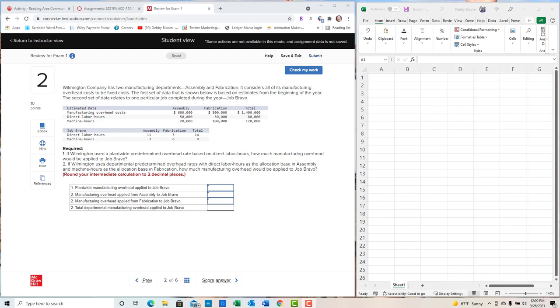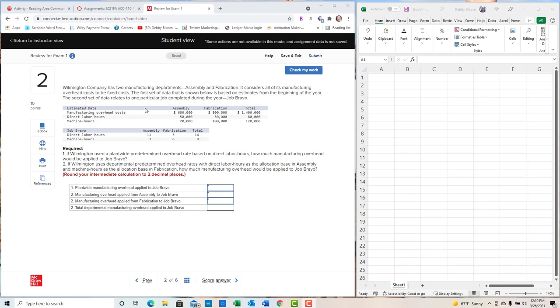In this recording, we're going to work on your practice exam, problem number 2. Problem number 2 deals with plant-wide and departmental overhead rates. So we have this Wilmington company that has 2 manufacturing departments, assembly and fabrication. It considers all of its manufacturing overhead costs to be fixed costs. The first set of data shown below is based on estimates from the beginning of the year.